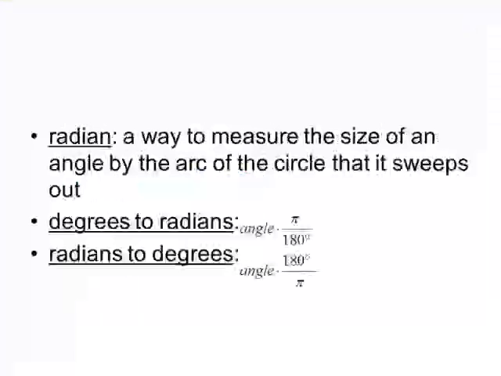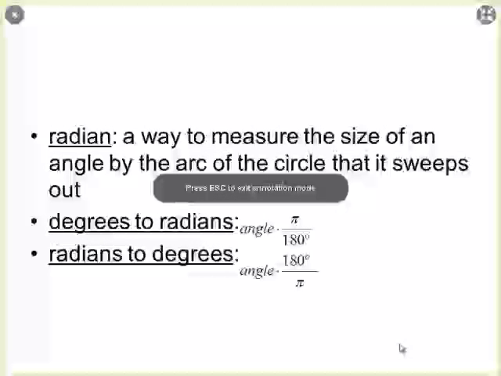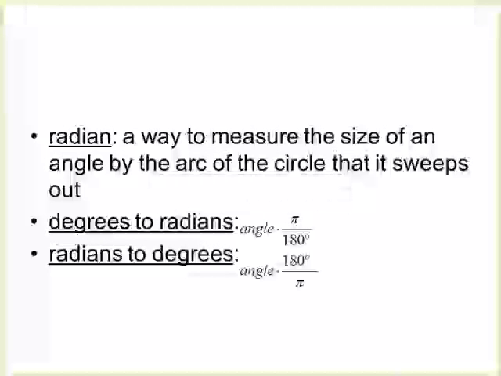Our final topic for today then is radians. Radians are another way to measure angles other than degrees. So we've been working with degrees a lot, 180 degrees in a triangle, 360 degrees in a circle. But there's another way to measure angles that's called radians.